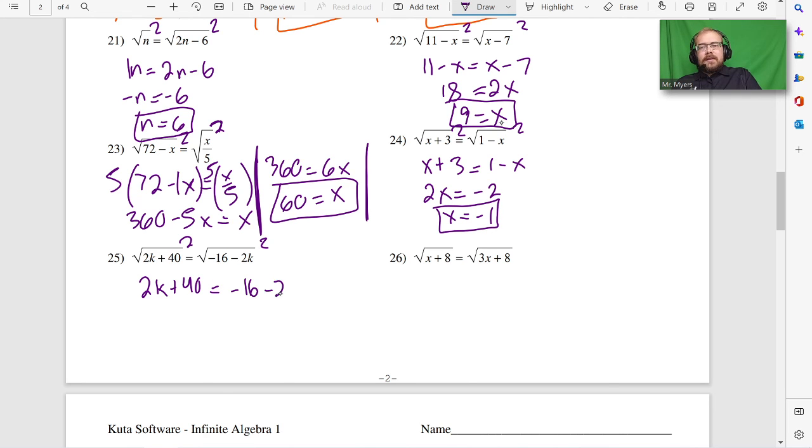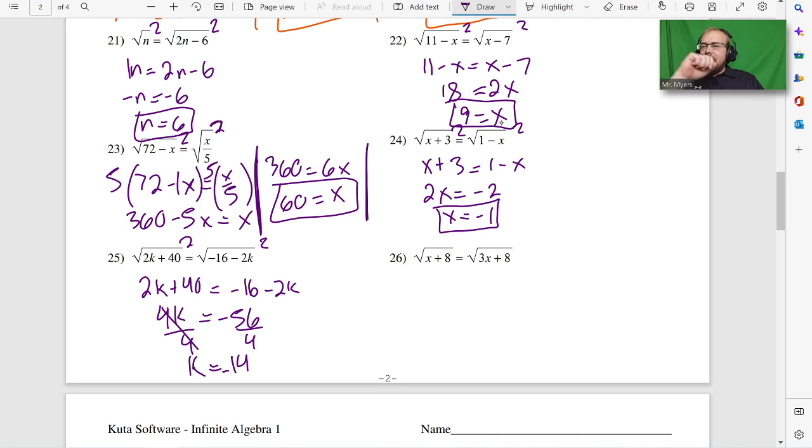Negative 16 minus 2k. Okay, we're going to add 2k to both sides. Subtract 40 on both sides. And that divides evenly by 4. Oh gosh, how many times does that go in? 19? Because 60 would be 15, so it's 14. Negative 14.